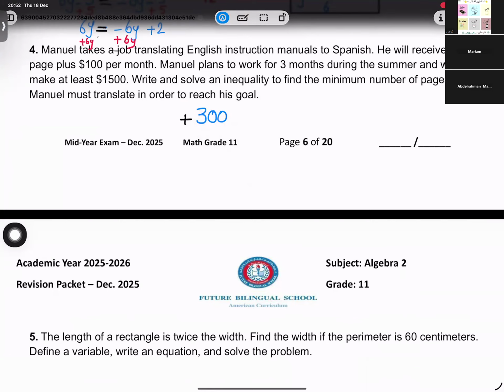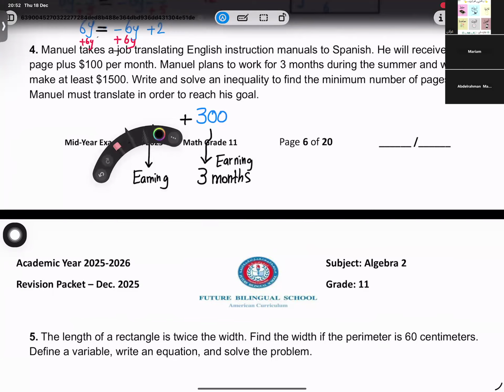Bravo, you are doing great, ما شاء الله. You mean that $300 is the amount per month, for 3 months. Earning per month, 3 months, plus here the earning from pages. It must be 1200 or more. Let's say the number of pages is x. How much does he earn per page? 15x, so the value of 15x must be the earnings from pages.